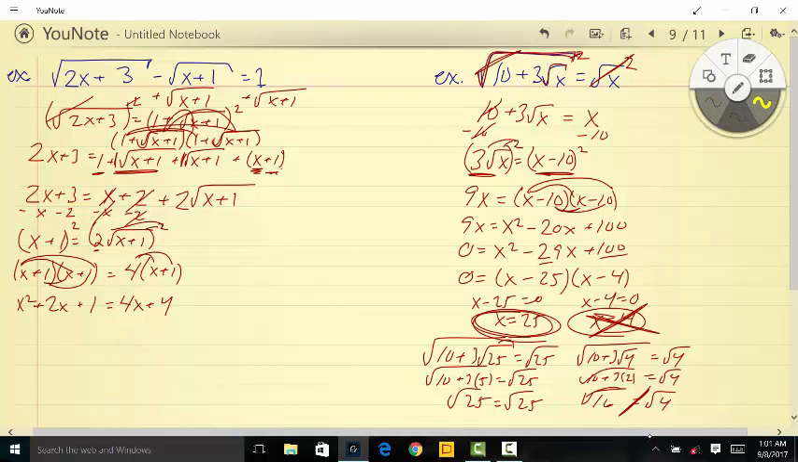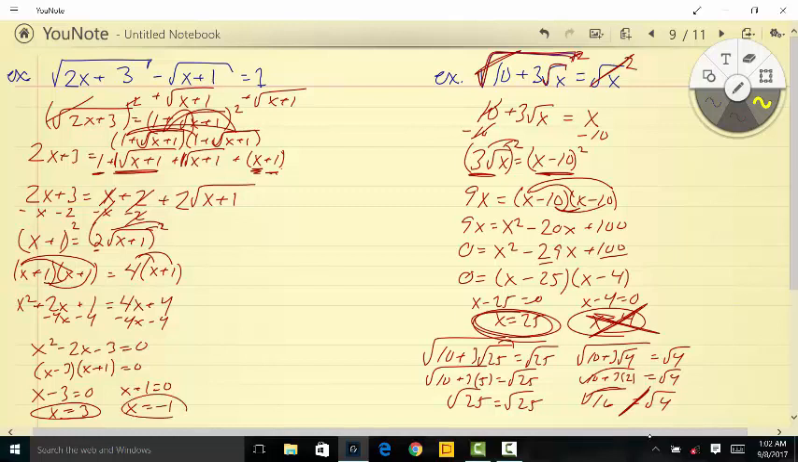And then this is quadratic, so we're going to move everything to one side, so we're going to minus the 4x over. And then minus the 4 over. So x squared minus 2x minus 3 equals 0. Factor the 3 and make negative 3 and positive 1. Setting these both equal to 0 gives us x is 3 or x is negative 1. And then plugging those both back in.